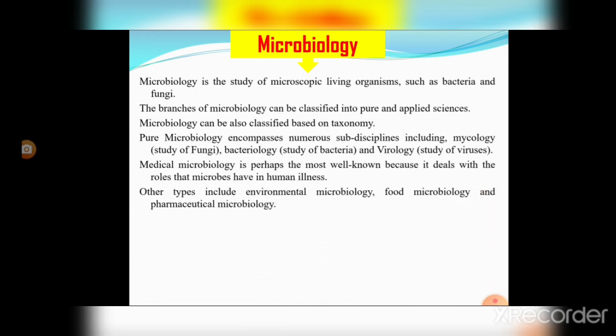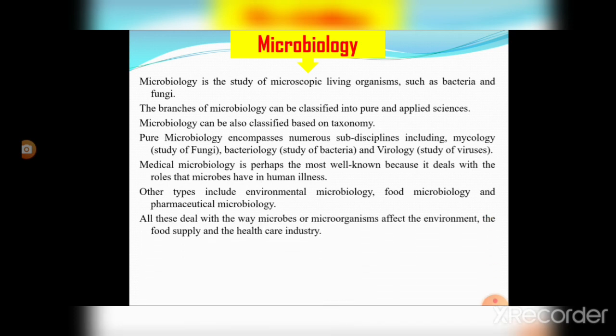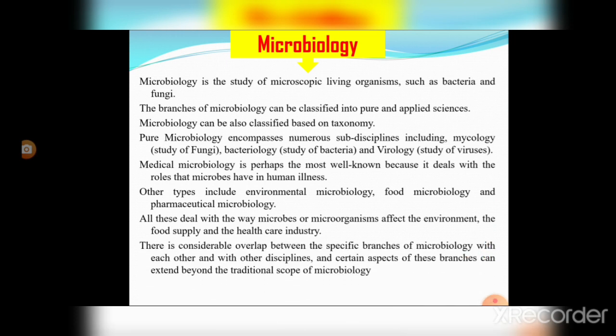Other types include environmental microbiology, food microbiology, and pharmaceutical microbiology, as these deal with the way microbes or microorganisms affect the environment, the food supply, and the healthcare industry. There is considerable overlap between the specific branches of microbiology with each other and with other disciplines, and certain aspects of these branches can extend beyond the traditional scope of microbiology.